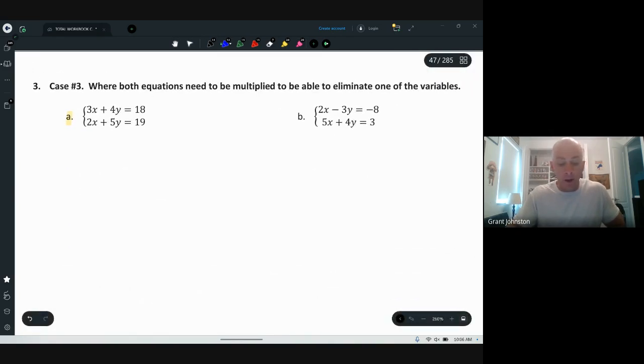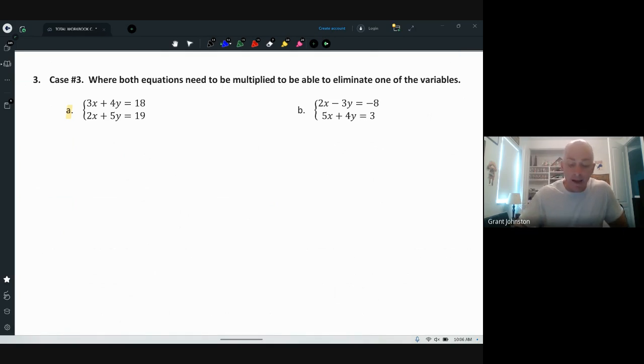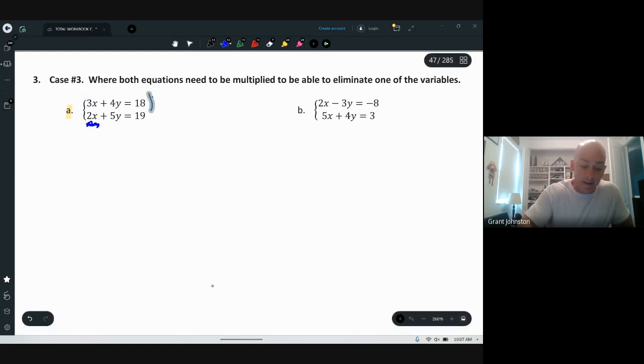Case 3, where both equations need to be multiplied in order to eliminate one of the variables. Right now, as it stands, we can't multiply this first equation, the 3x, by anything to get negative 2x to eliminate there. And we can't multiply this 4y by anything to get negative 5y to eliminate with this. So what we're going to have to do is multiply both equations.